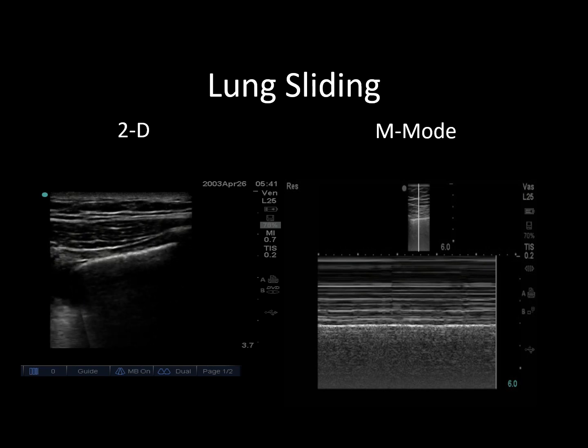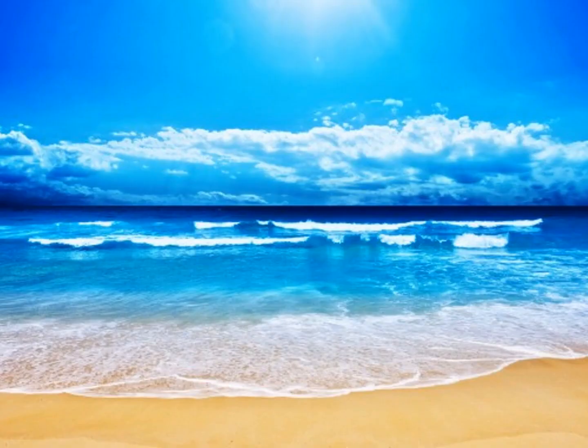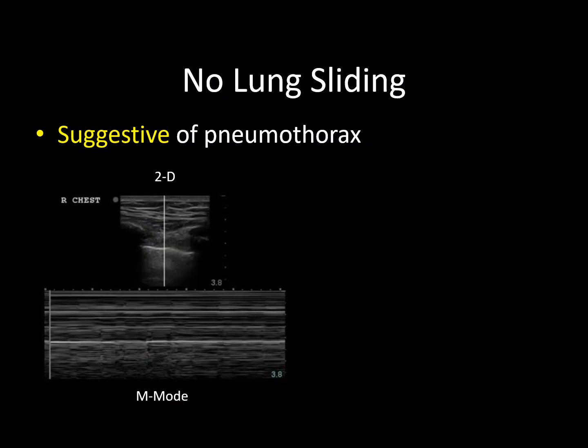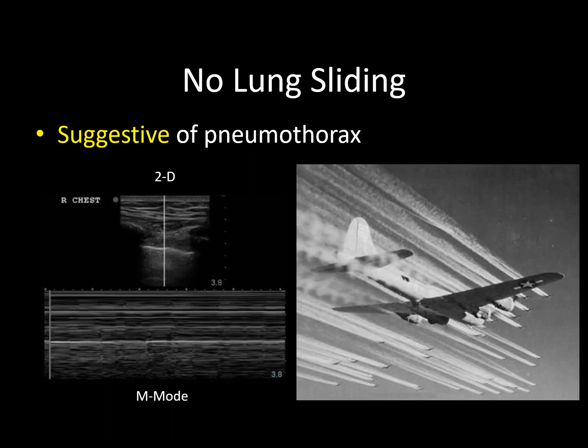The M-mode correlate on the right is the seashore sign. The M-mode finding is supposed to be reminiscent of a relaxing sandy beach, because this excludes pneumothorax at the level of the probe. Absence of lung sliding is suggestive, though certainly not diagnostic, of pneumothorax. The M-mode finding on the bottom left is the somewhat foreboding stratosphere sign.